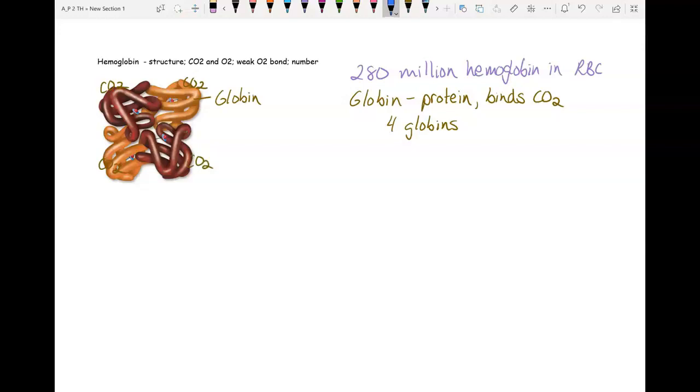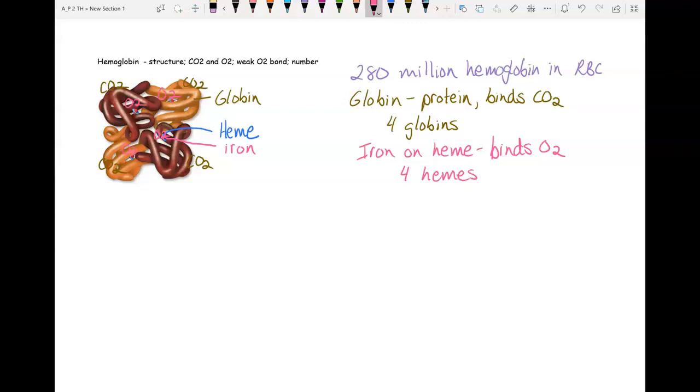Then in the center, you have this small blue and red thing. That is the heme. The heme has the red in there, which is the iron. The iron is what binds the oxygen. So you have iron on the heme. This is what binds oxygen. And again, you have 4 of these. So each one of those can have an oxygen on it.